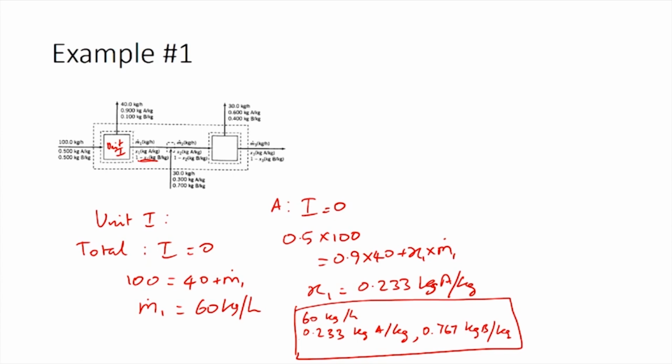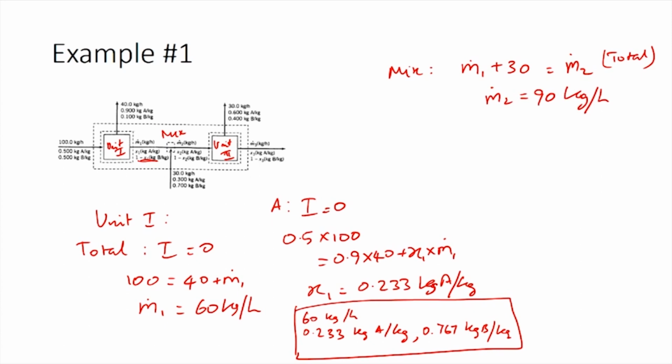Now, we need to calculate the information for product stream 2. So, for that we could either write a balance equation for unit 2 or we could write a balance equation for the mixing point. Either of this would give us the information about product stream 2. Now, here I have chosen to write the balance equation for the mixing point. Using the mixing point, we have M1 dot plus 30 kilograms equals M2 dot as the total balance. From here we already know M1 dot. So, we can calculate M2 dot as 90 kilograms per hour.